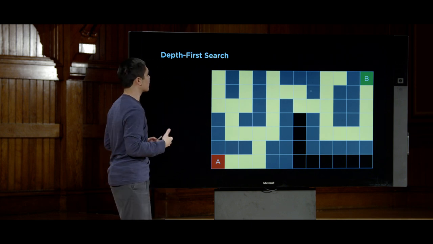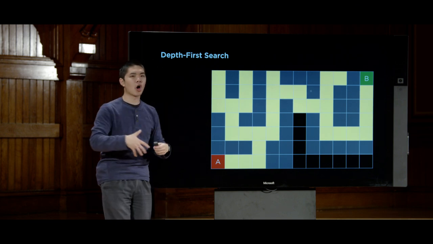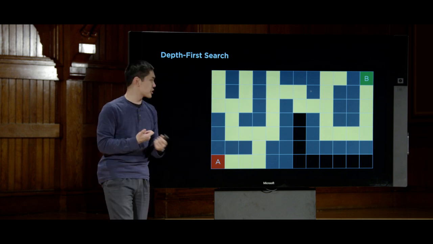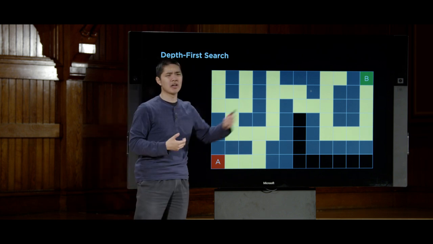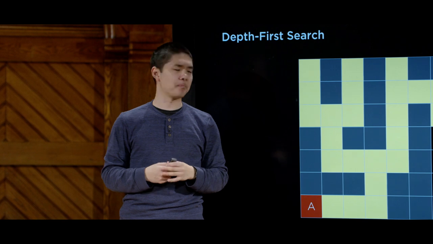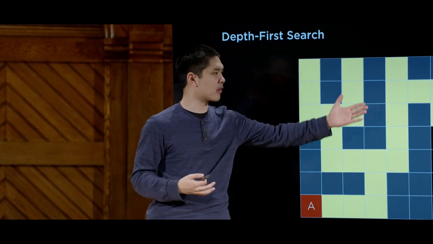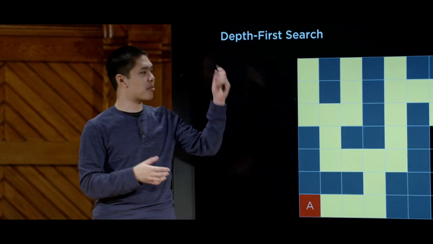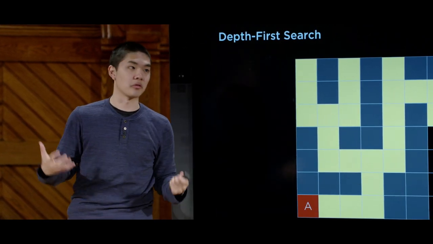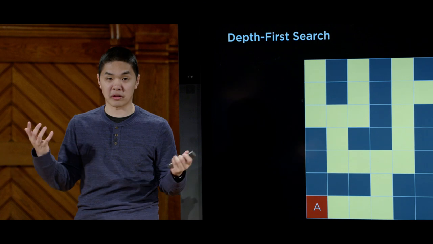And so one thing you might reasonably ask is, is this algorithm always going to work? Will it always actually find a way to get from the initial state to the goal? And it turns out that as long as our maze is finite, as long as there are only finitely many spaces where we can travel, then yes, depth-first search is going to find a solution, because eventually it'll just explore everything.